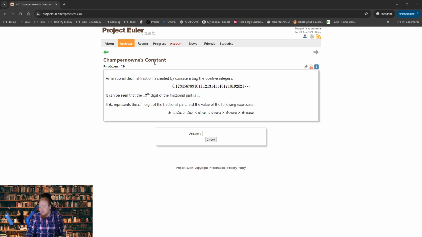Champernowne's constant. I'm probably not pronouncing that the way it wants to be. An irrational decimal fraction is created by concatenating the positive integers: 1, 2, 3, 4, 5, 6, 7, 8, 9, 10, 11, 12, 13, so on and so forth. It can be seen that the 12th digit of the fractional part is 1. If d(n) represents the nth digit of the fractional part, find the value of the following expression: d1 × d10 × d100 × d1000 × d10,000 × d100,000 × d1,000,000, I believe.